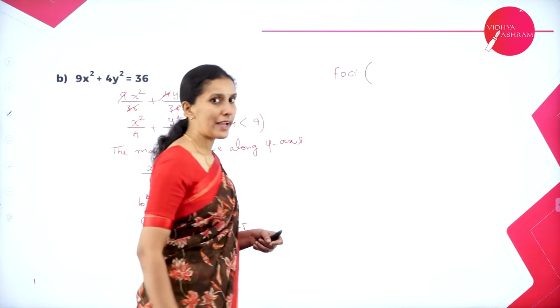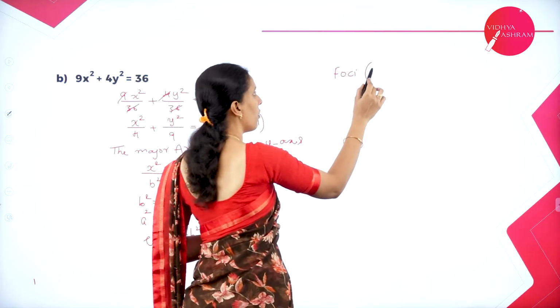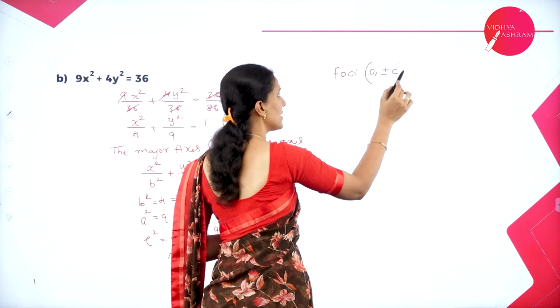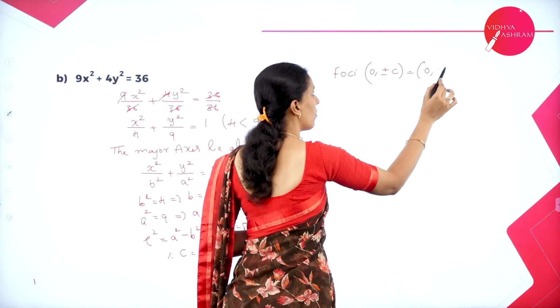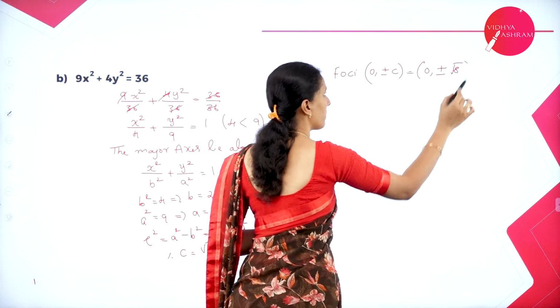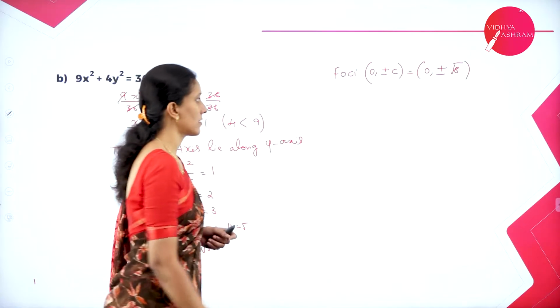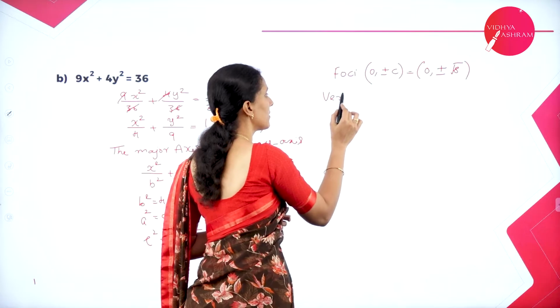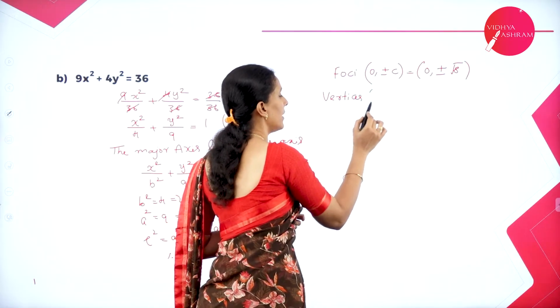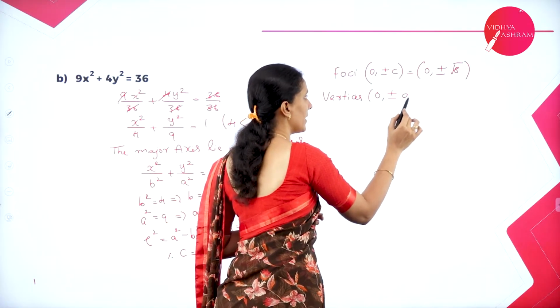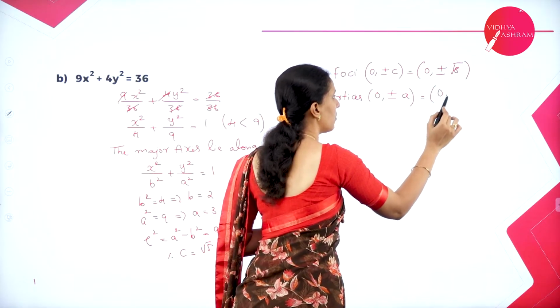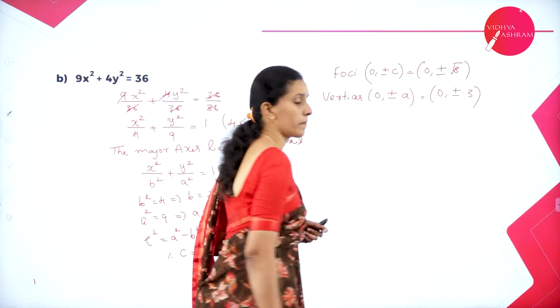Foci lies on the y-axis. So, therefore, this is in the form of 0, plus or minus c. So, therefore, it is 0, plus or minus root 5. Next, vertices also lie along y-axis. So, therefore, vertices is 0, plus or minus a, which is 0, plus or minus 3.